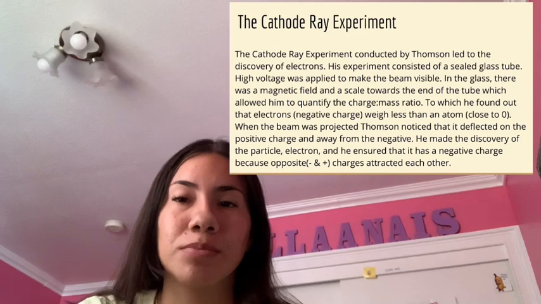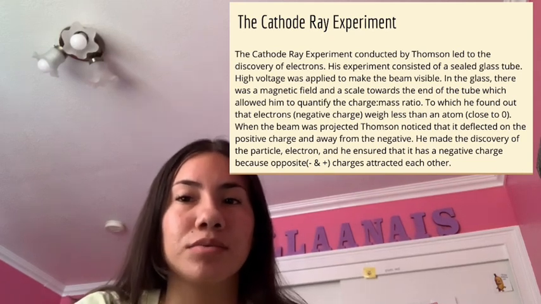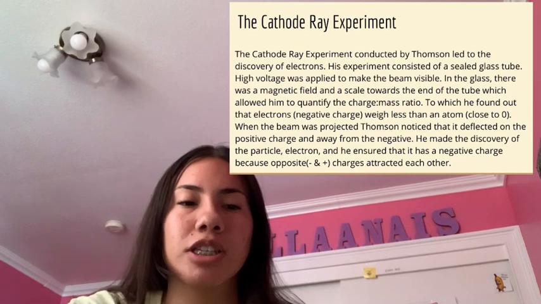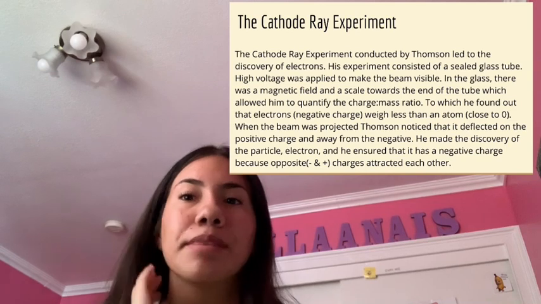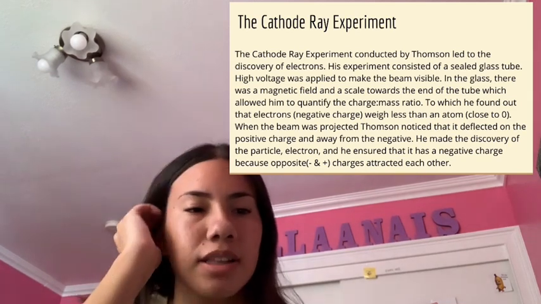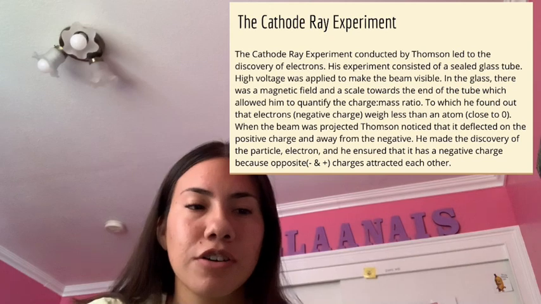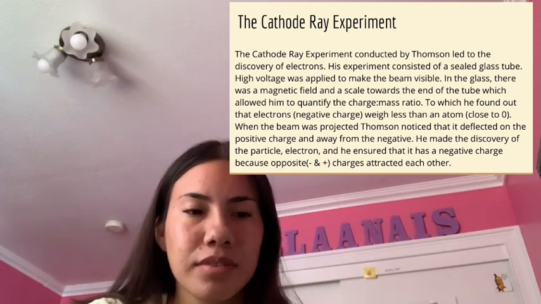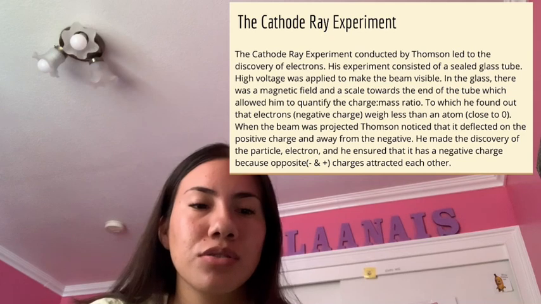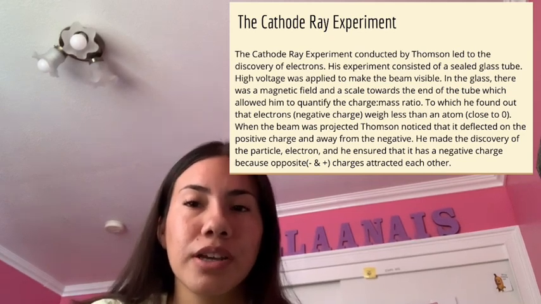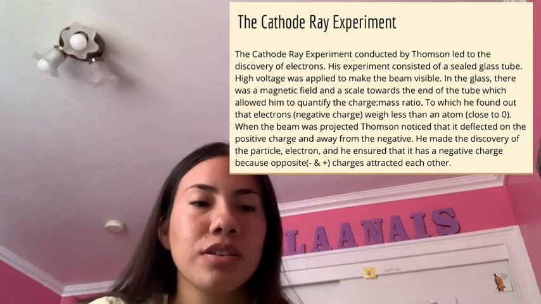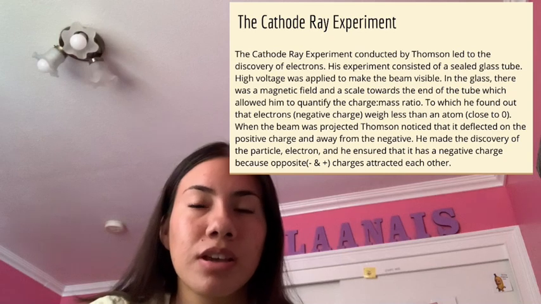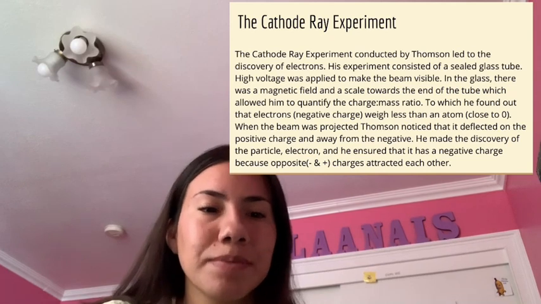So the cathode ray experiment was conducted by Thomson, which led to the discovery of electrons. His experiment consisted of a sealed glass tube. High voltage was applied so that the beam was visible, and in the glass there was a magnetic field of positive and negative, and a scale towards the end of the tube, which led him to discover the weight of the electrons, so a charge to mass ratio. So the electrons are negative charge with a mass of close to 0, smaller than an atom's mass.